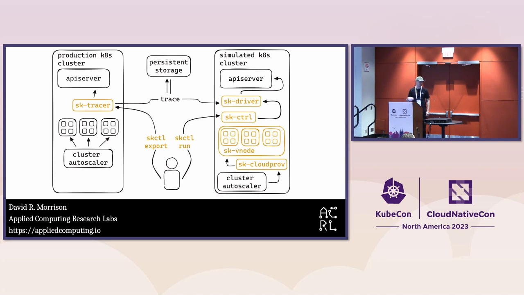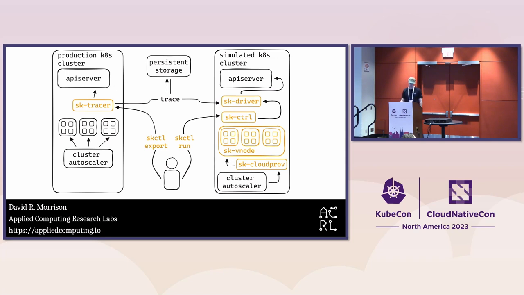Going clockwise around the left, we have this component that runs in your production clusters called SKTracer. Its job is literally just to sit there and collect data. And then when you as the user say, hey, I want to actually do some work with this data, you can call scuttle export, it will talk to SKTracer, and SKTracer will save a trace to some persistent storage. Okay? And then once you're like, okay, now I want to actually do something with it, you can do scuttle run.